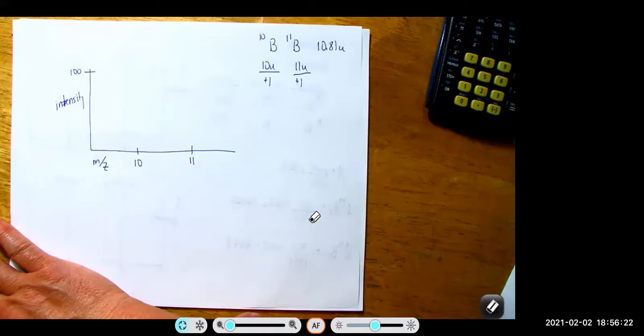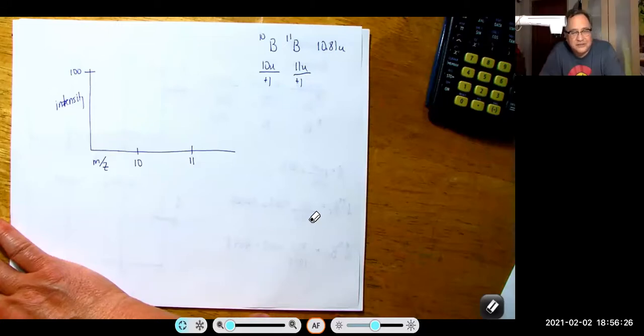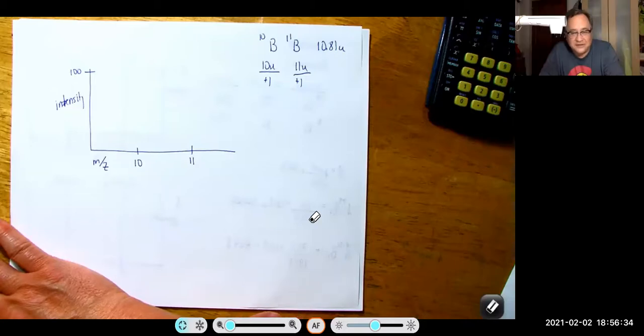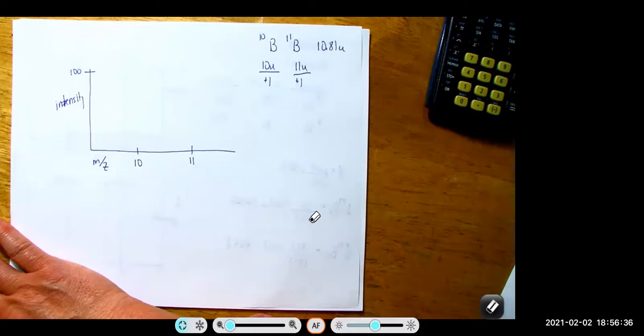The 11? I'm looking for an answer, not a question. I was going to say the same thing. That still sounds like a question. The 11, because the atomic weight's closer or leans heavier towards 11 than 10.